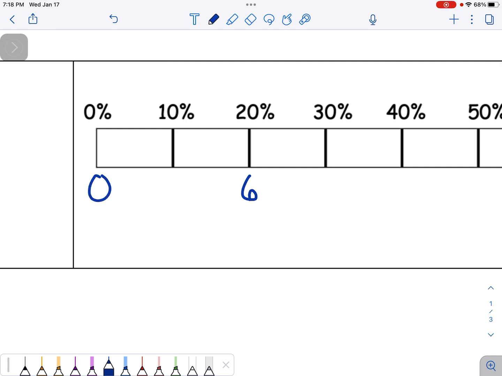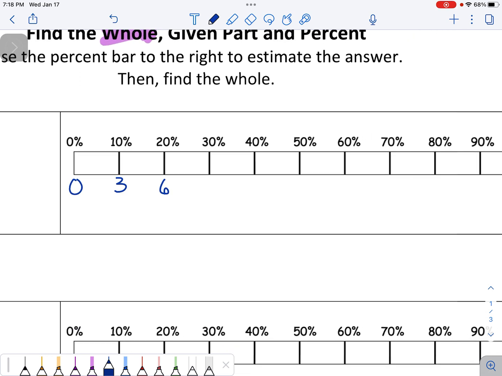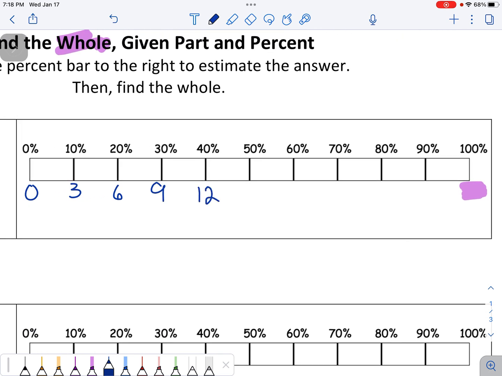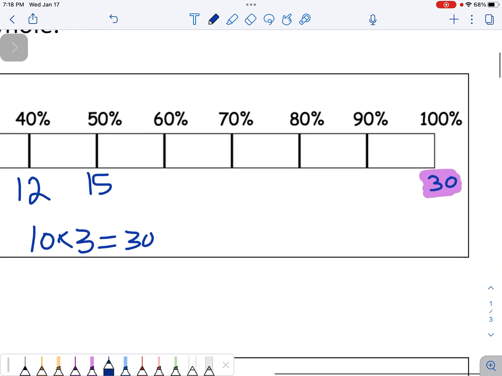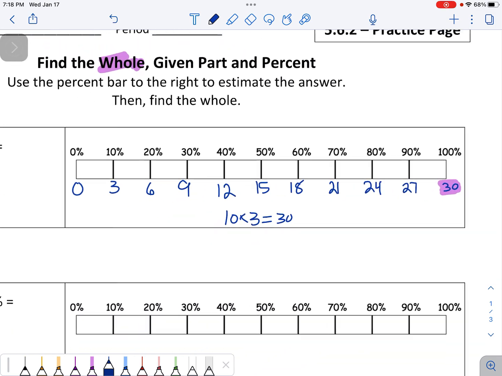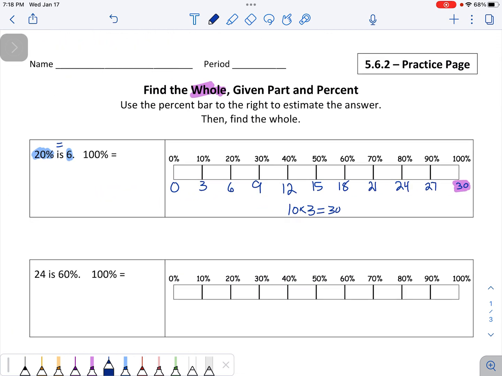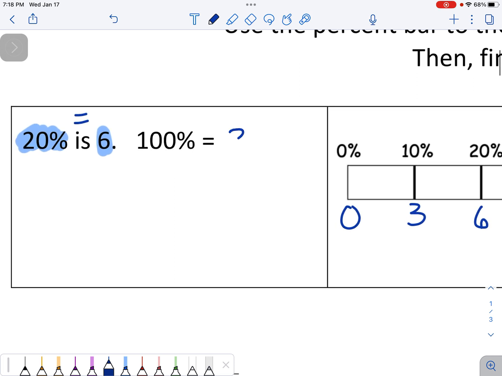So now I can figure out the number that goes underneath 10%. That's pretty clearly 3 because it's half of 6. So I can keep counting by 3s, 9, 12, 15, or I can say there are 10 of these boxes and each one has a value of 3. So 10 times 3 is 30, which means 30 should go here. But if I keep going on that plus 3, I'll get there too. 18, 21, 24, 27. See how I got to 30? So if 6 matches with 20%, then 100% is 30. This is the correct answer.